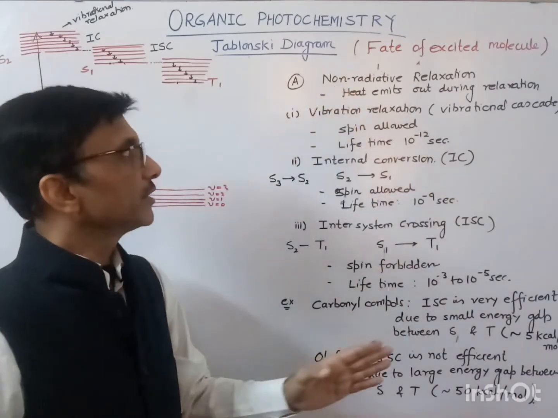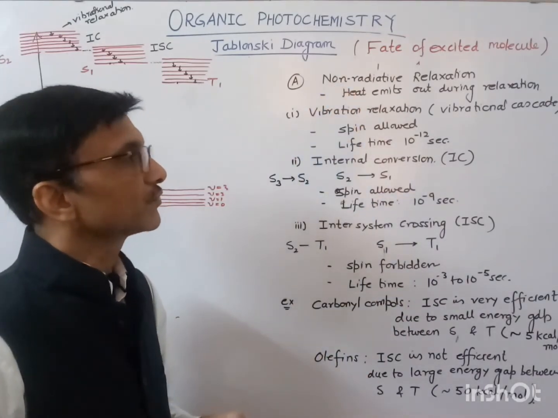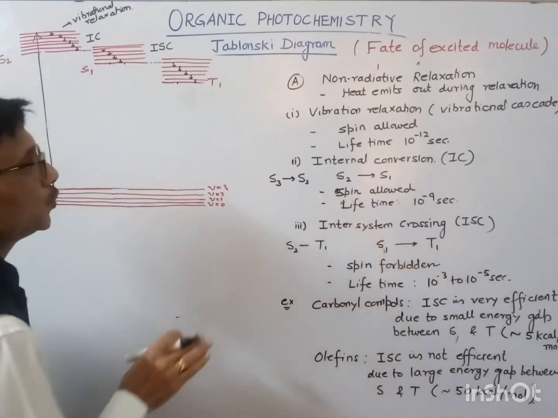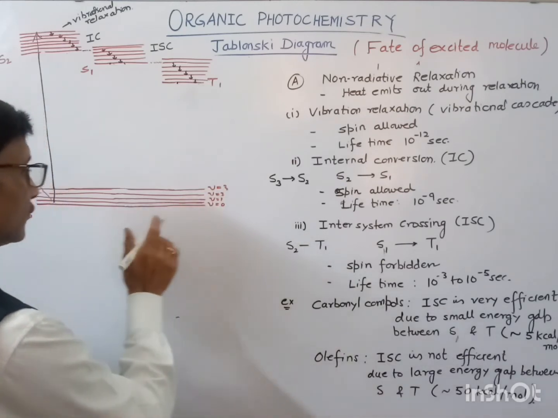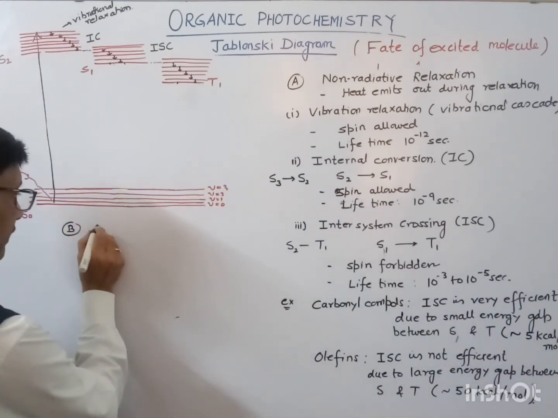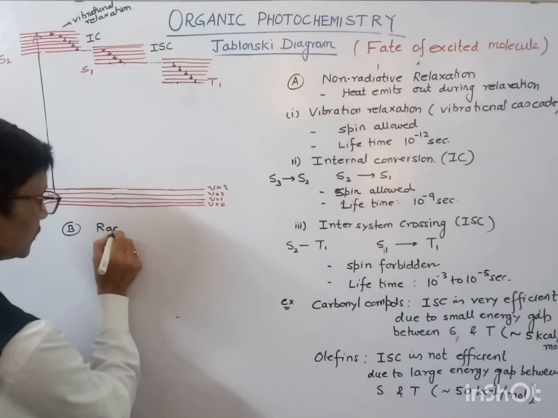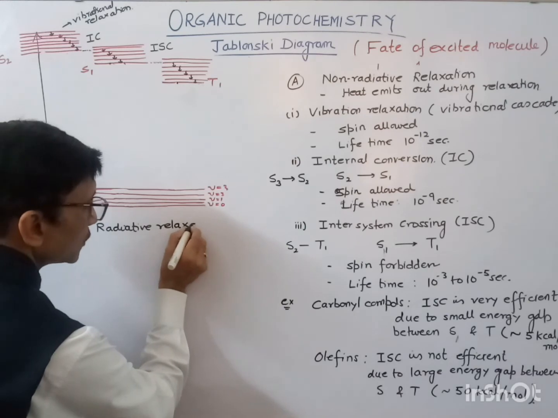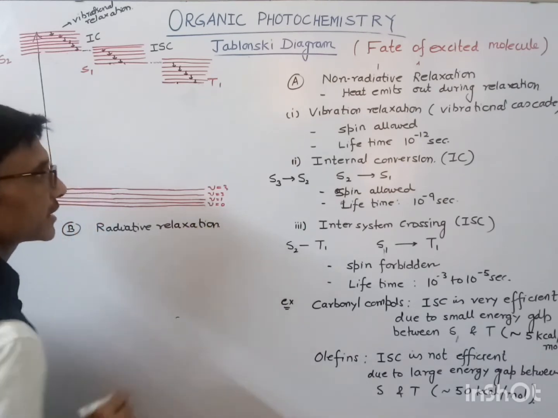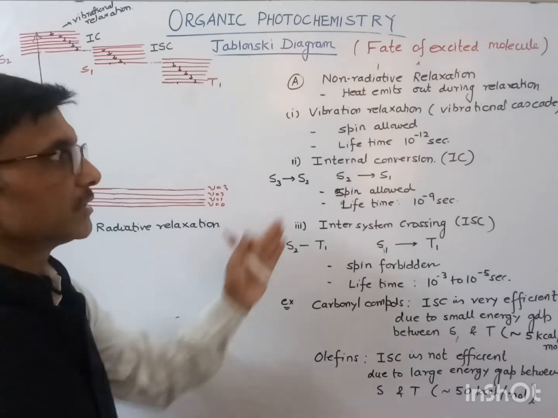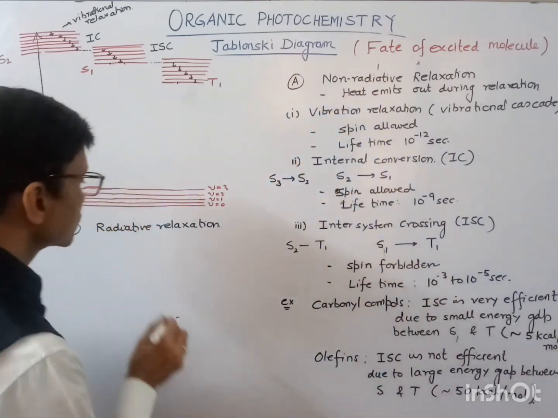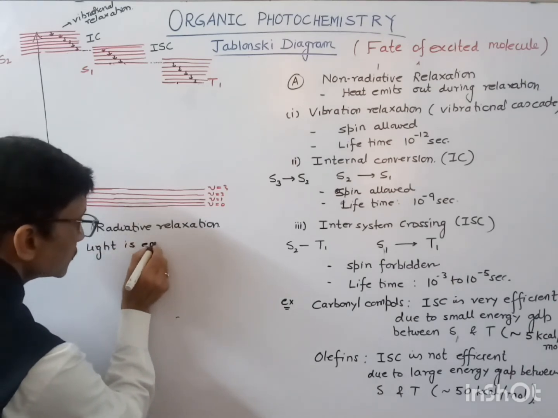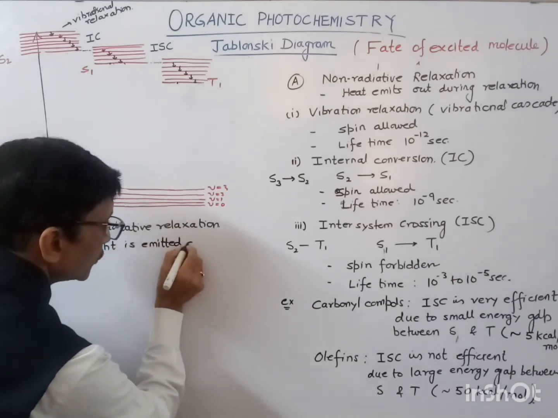So these are three non-radiative relaxations which occur via the emission of heat. Now, the other two relaxation processes are radiative transitions. Next is the radiative relaxation. In the non-radiative ones heat is emitted during relaxation, here light is emitted during relaxation.